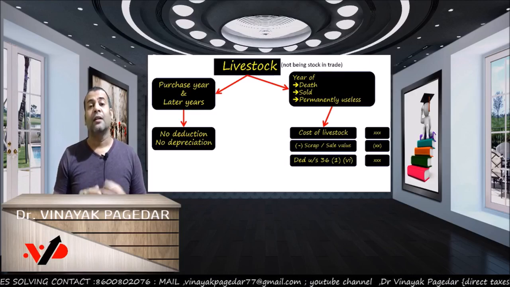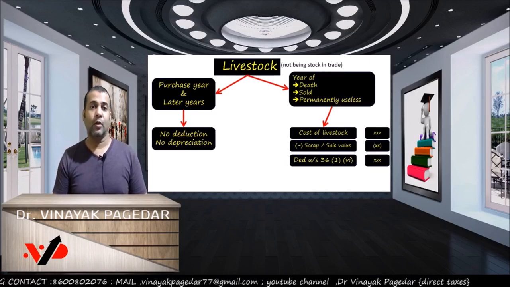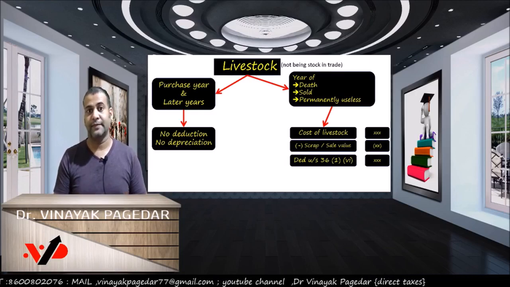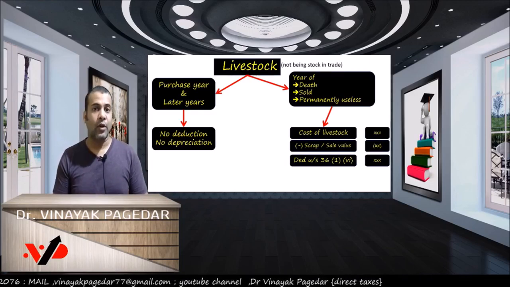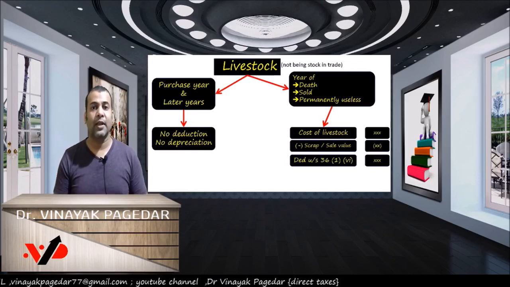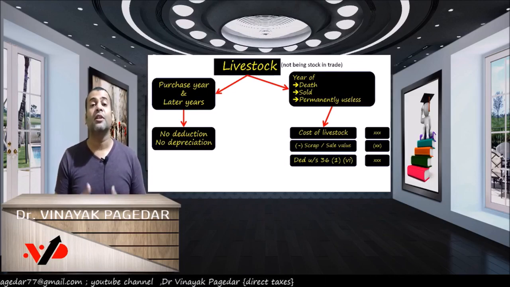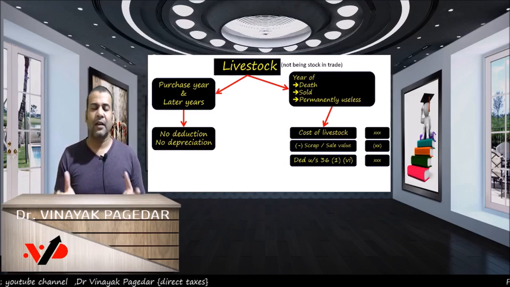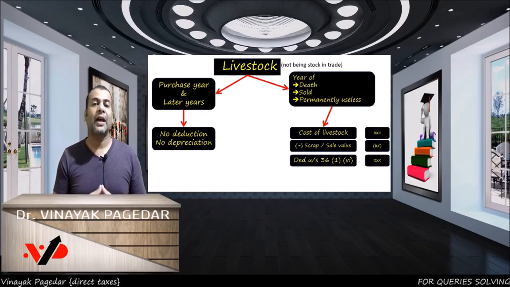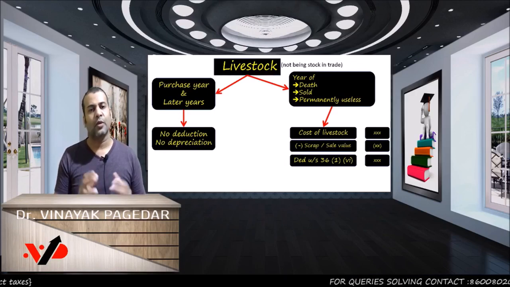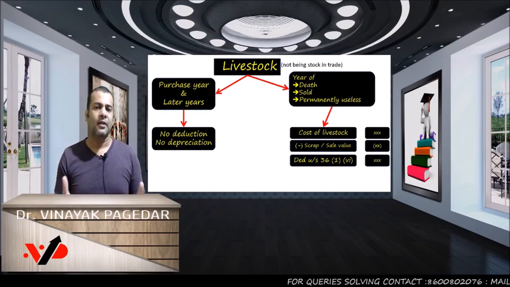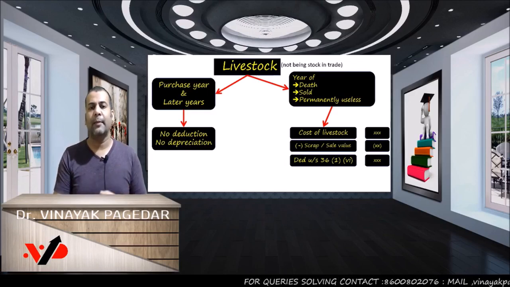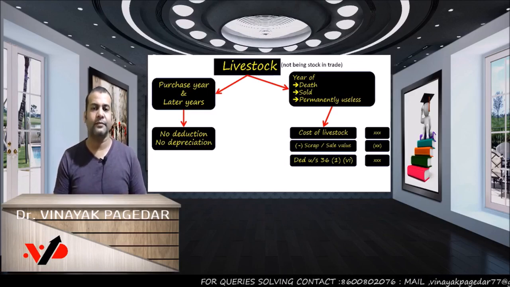Now those who are sitting there will be thinking, look sir, what if the buffalo dies, we don't have a contract with the leather factory and we incur some cost to dispose of the dead body? In that case, the expenditure for disposal of that dead body will be allowed as a general expenditure under section 37(1). That is the routine expenditure which we claim under section 37(1).